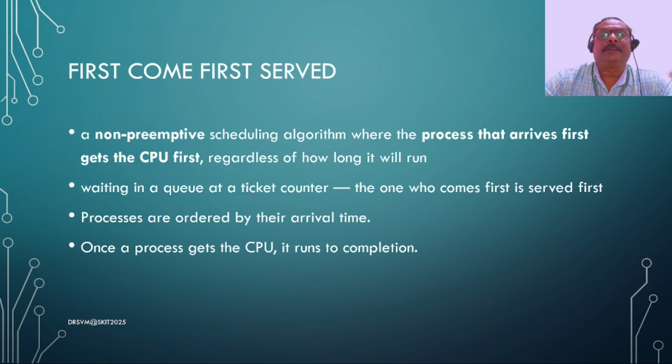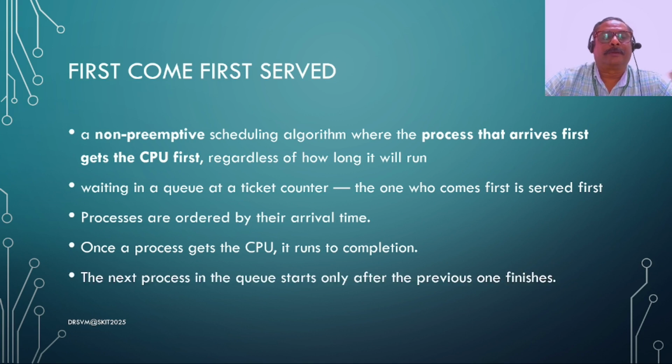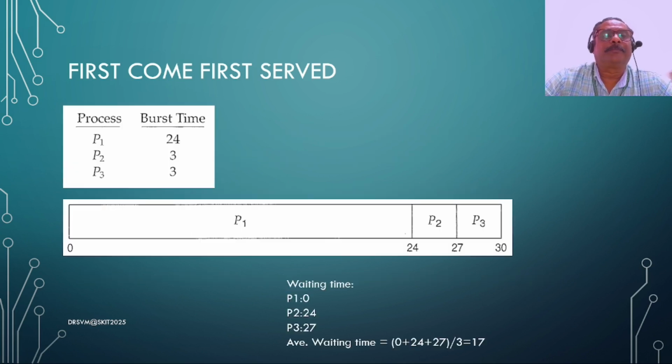So till the process is complete, it is going to continue to run. The same process will continue to run till it completes its work, and the next process in the queue starts only after the previous one finishes its work. Till the previous one finishes, the next one will not get the chance to run.